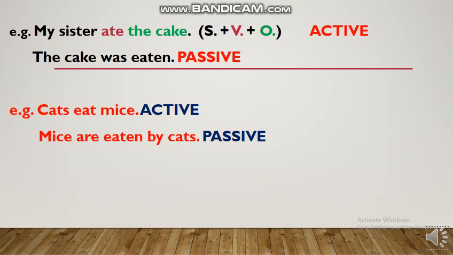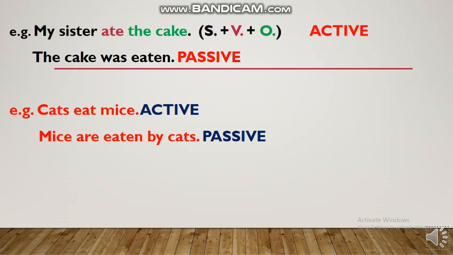So, my sister ate the cake. First of all, we need to get rid of the subject. Where is the subject? My sister. Then put the object at the beginning of your sentence. So where's the object? The cake. Now the cake, what? Look at the verb to be. So conjugate the verb to be in the past simple tense, because the active sentence is written in the past tense, so the verb to be should be in the past simple tense.